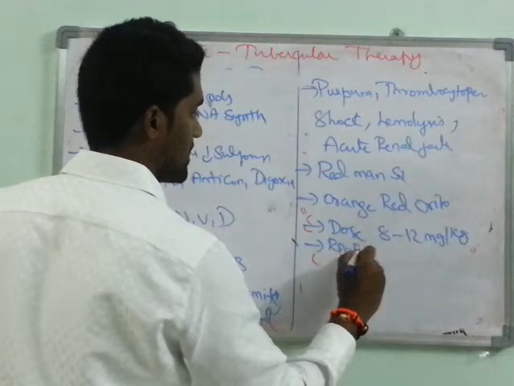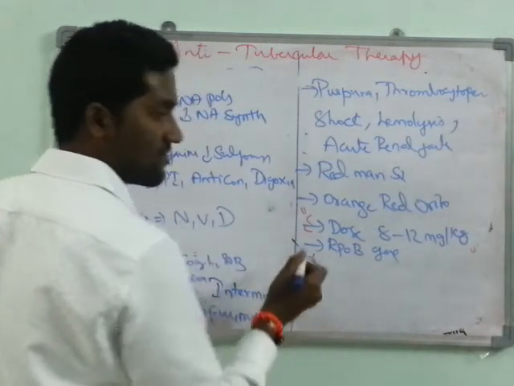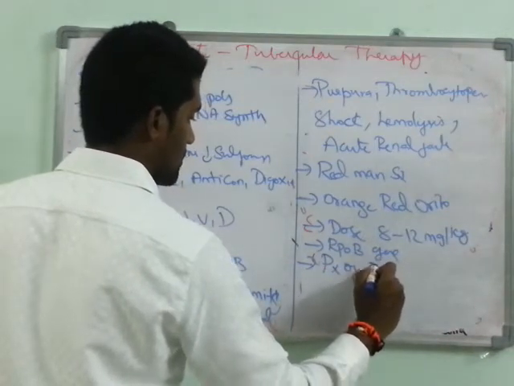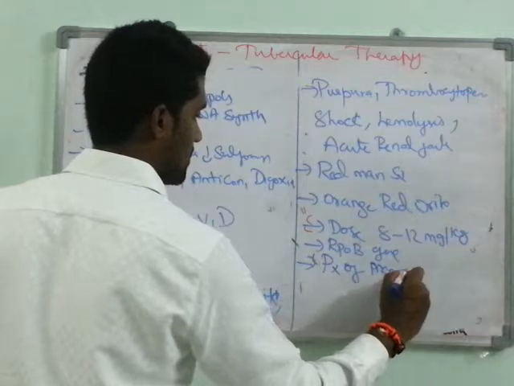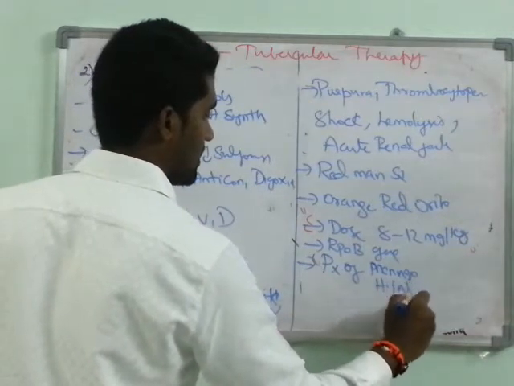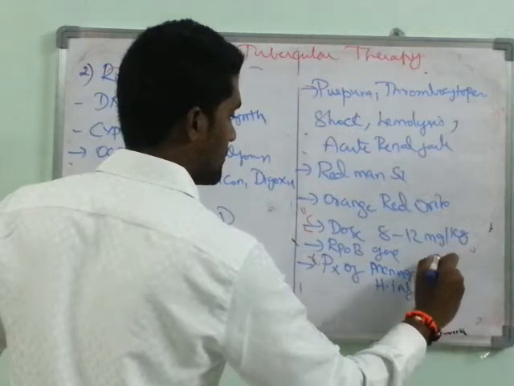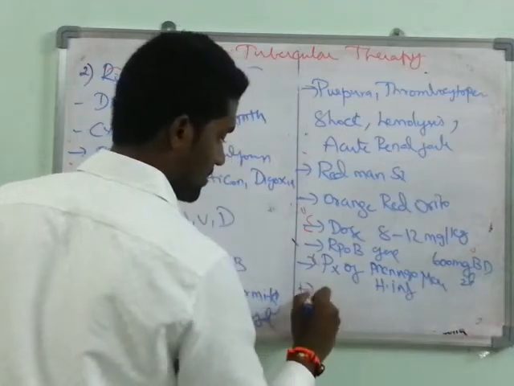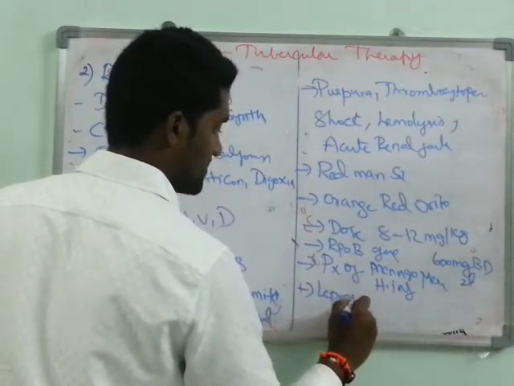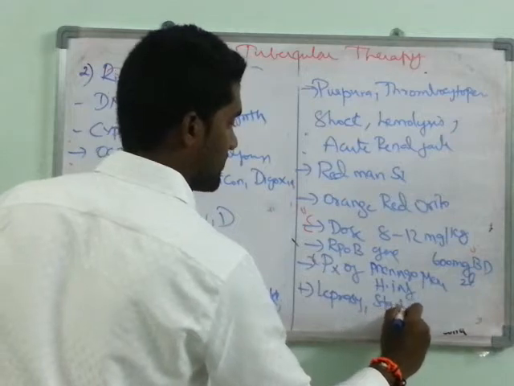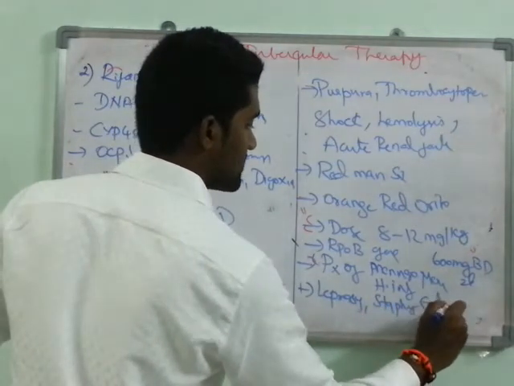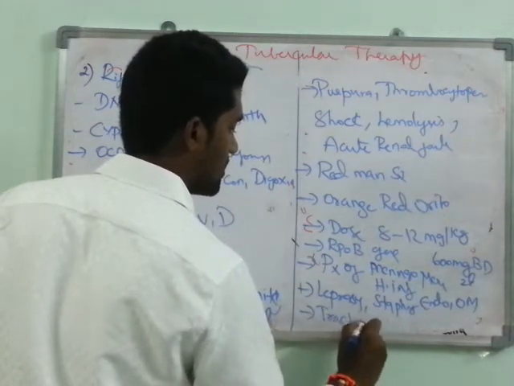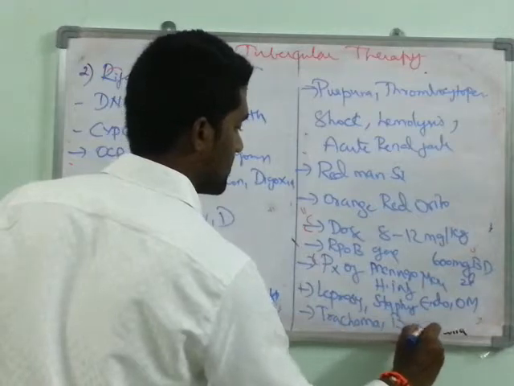Resistance is through the rpoB gene. Other uses of rifampicin: it is used in prophylaxis of meningococcal and H influenzae meningitis. The dose is 600 mg BD for 2 days. Also used in leprosy, staphylococcal endocarditis, osteomyelitis, in some cases of trachoma, and also in some cases of brucella.